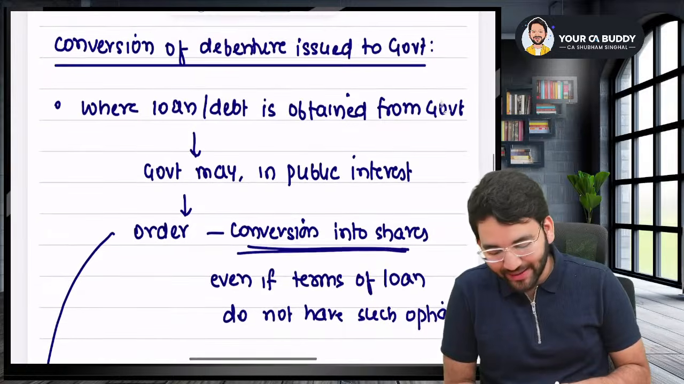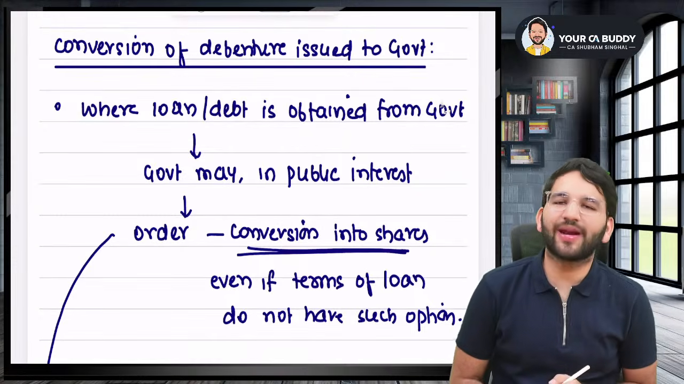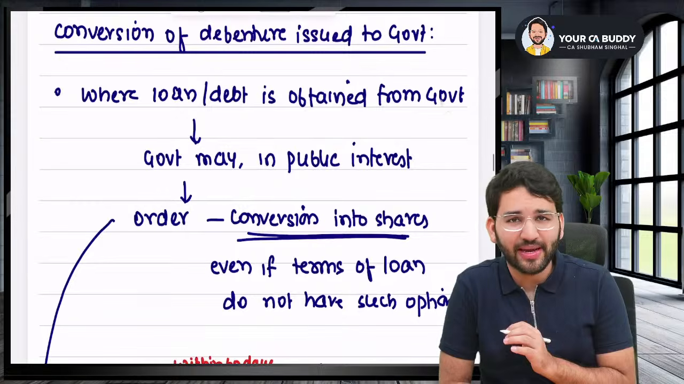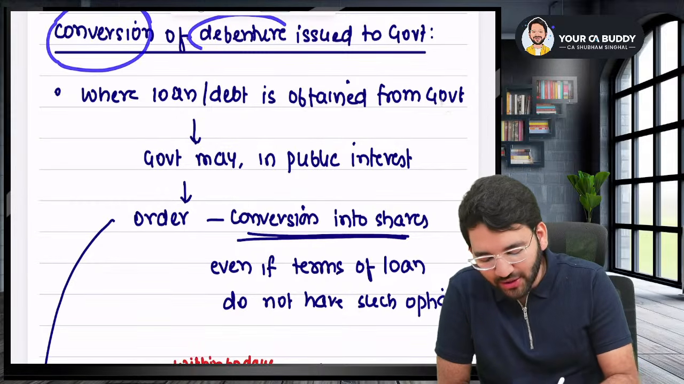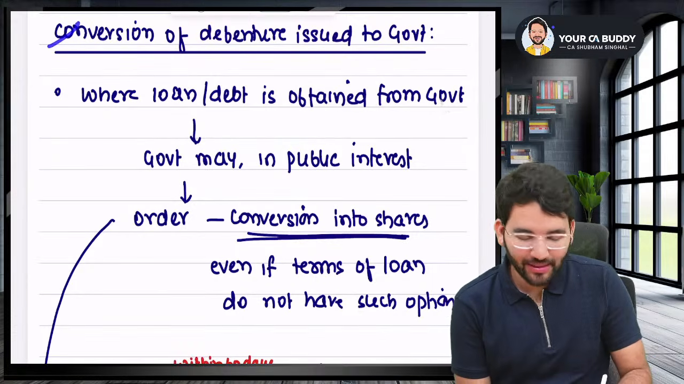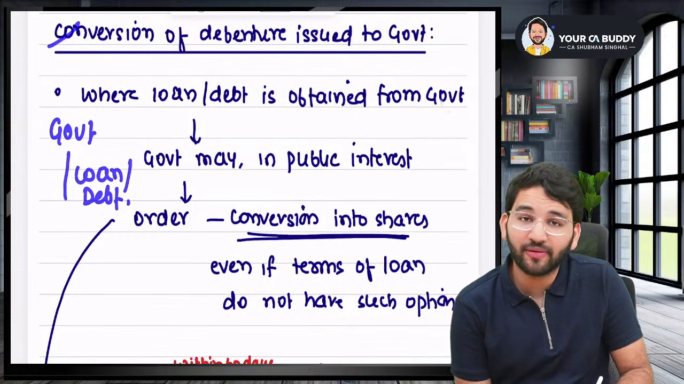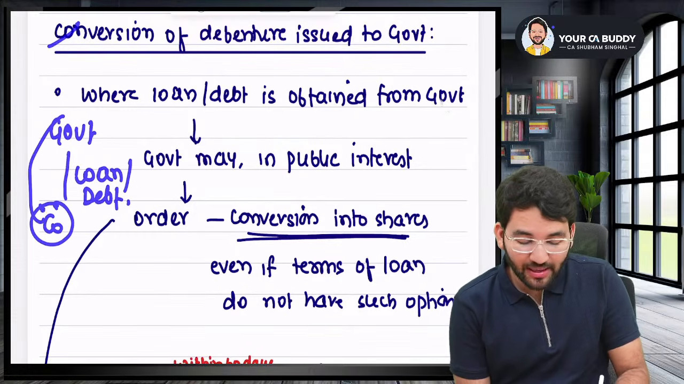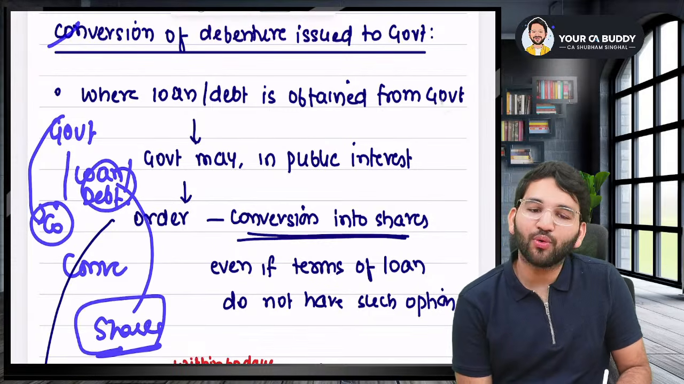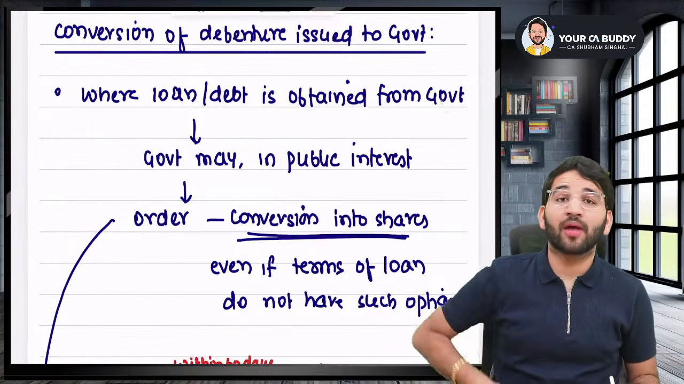Okay. After that, guys, sir, what about conversion of debt issued to the government? Sir, what about conversion of debentures issued to the government? Guys, please listen to me very carefully. Sir, there is a provision that if the government has given you some sort of loan or some sort of debenture and you are a company, the government can force you to convert this loan or debenture into shares. Why would the government do it, sir? If the government thinks that it is in public interest, the government can force you to convert.